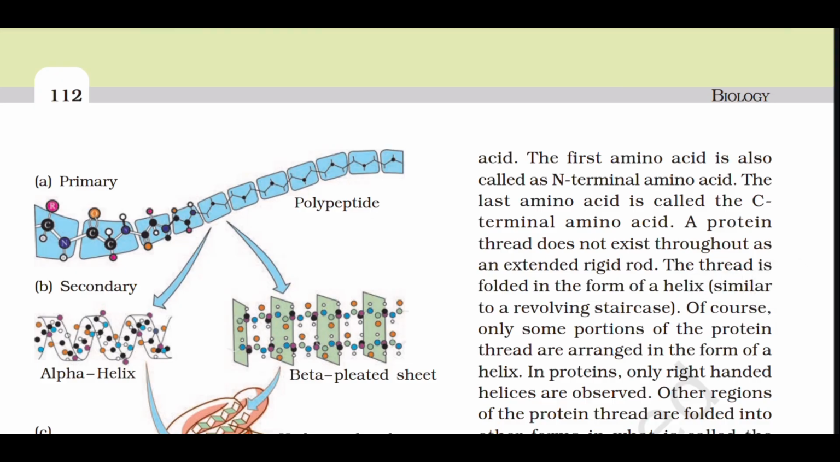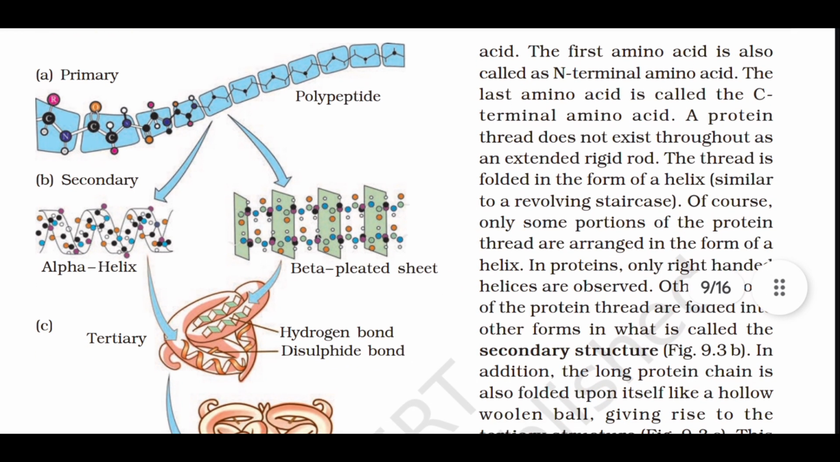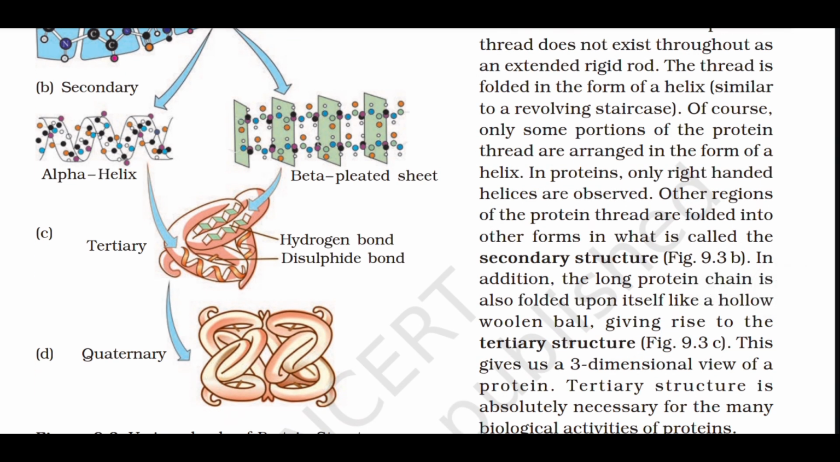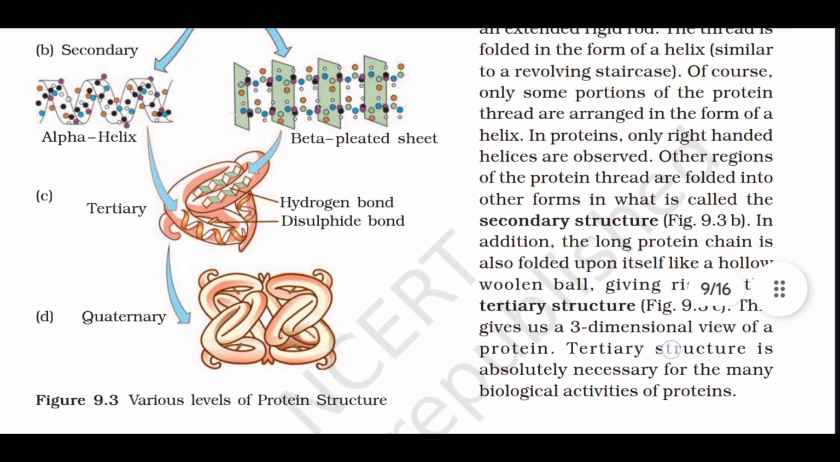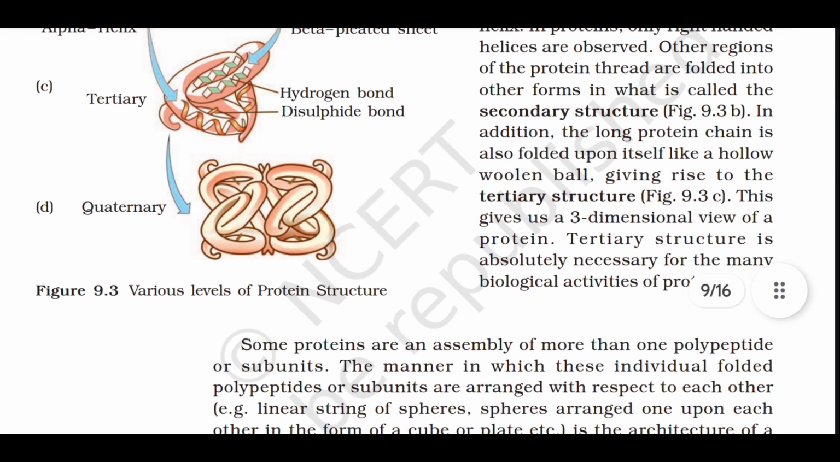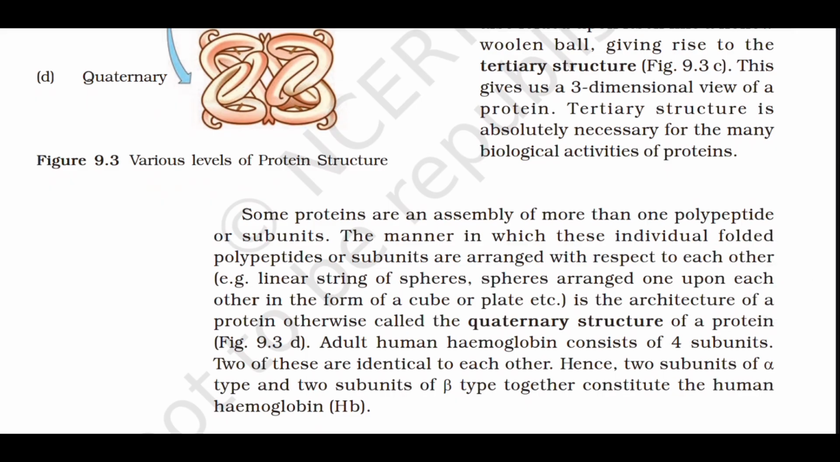A protein thread does not exist throughout as an extended rigid rod. The thread is folded in the form of a helix. Of course, only some portions of the protein threads are arranged in the form of a helix. In proteins, only right-handed helices are observed. Other regions of the protein thread are folded into other forms in what is called the secondary structure. In addition, the long protein chain is also folded upon itself like a hollow woolen ball, giving rise to the tertiary structure. This gives us a three-dimensional view of a protein. The tertiary structure is absolutely necessary for the many biological activities of proteins. Some proteins are an assembly of more than one polypeptide or subunits.